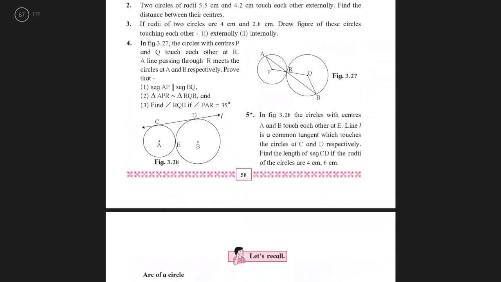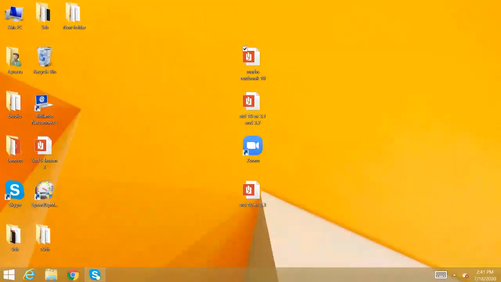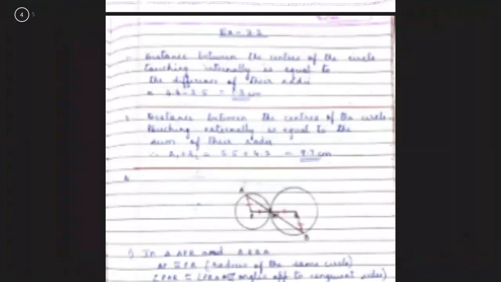Question number 4. In figure 3.27, circles with centers P and Q touch each other at point R. A line passing through R meets the circles at A and B respectively. Prove that segment AP is parallel to BQ, triangle APR is similar to triangle RQB. Find angle RQB if angle PAR is 35 degrees. So this question, we'll see how to do it. Question number 4.